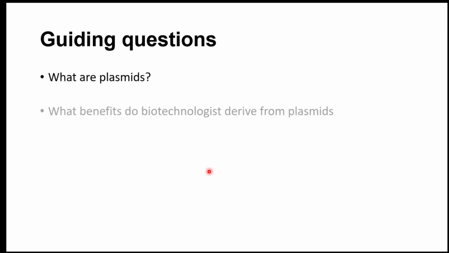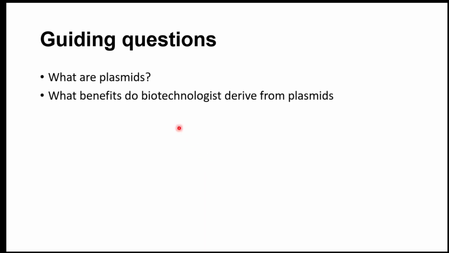Now these are some of the guiding questions that we can look at. At this point, you should be able to explain what plasmids are. And under this, you should also be able to look at the different characteristics that we've discussed in the second slide. Then as a biotechnologist, you should also be able to know the benefits that you can derive from plasmids.